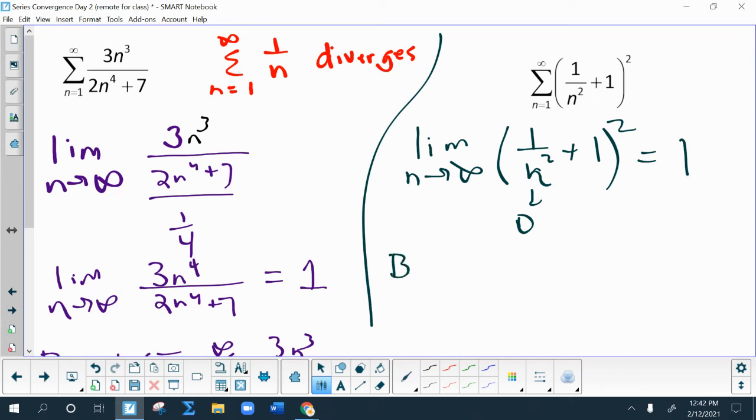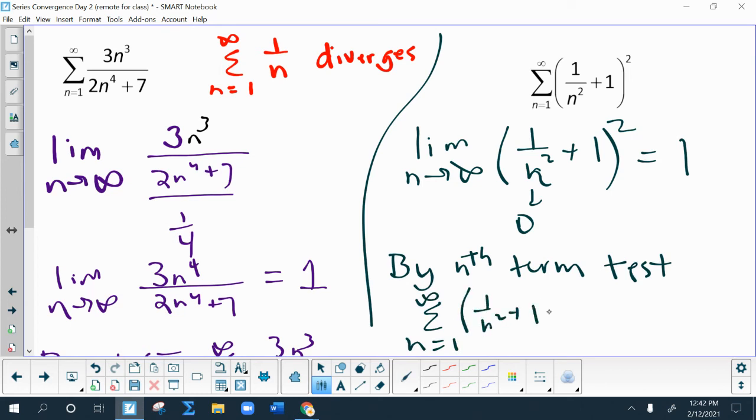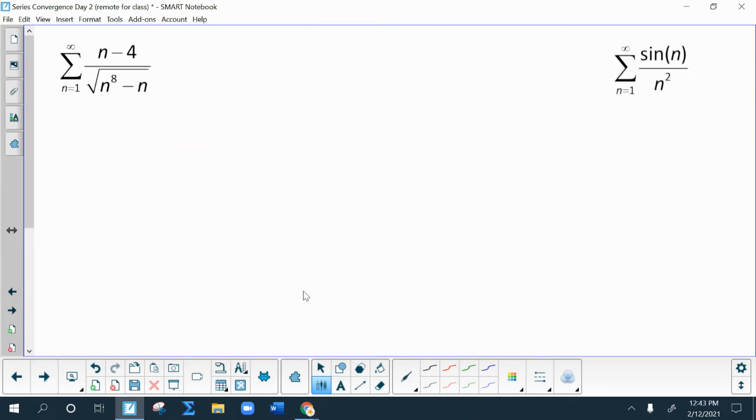So you would just say by the nth term test, as n goes from 1 to infinity of that thing, this whole series diverges. Remember, the nth term test only tells you divergence, it can't tell you convergence. So if this had been 0, then it wouldn't have necessarily meant it converged. It just meant you don't have enough information to use this test. All right, last two.